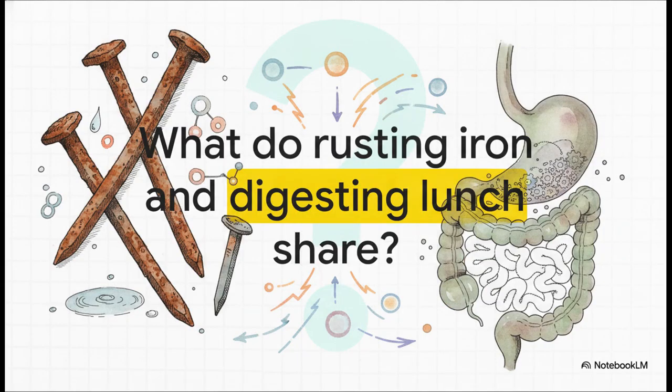I want you to picture two completely different things: a rusting iron nail left out in the rain and the lunch you're digesting right now. What could those two things possibly have in common? I mean, on the surface, absolutely nothing, right? But at a microscopic level, they're united by a shared fundamental process. They are both profound chemical transformations happening right in front of us.